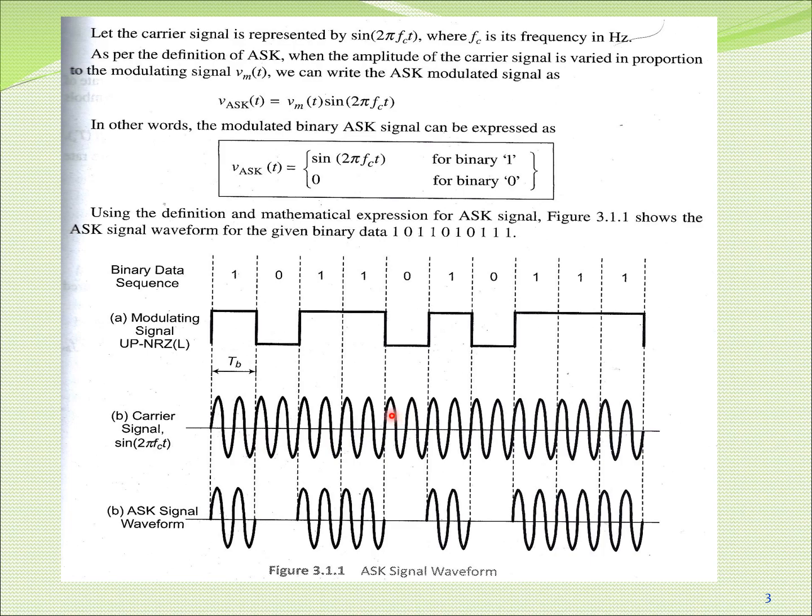Now as per the definition of ASK, the carrier signal is varied in accordance with the input binary data. Whenever the input binary data is 1, the carrier is available. When it is 0, the carrier is not available. Again for 1, it is available. For 0, it is not available. For 1, it exists. For 0, it is 0. For all the triple 1s, the carrier signal is the same as the input. That's why this waveform is called on-off keying. It is the simplest method of digital modulation.